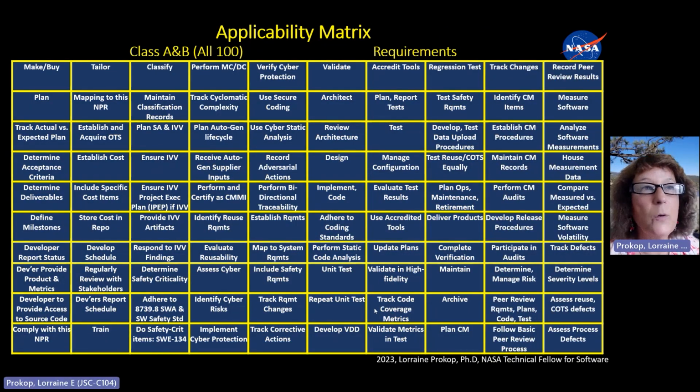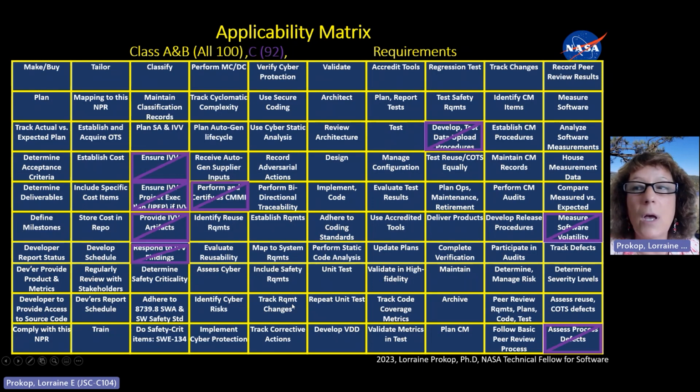Next, I'm going to quickly go over the applicability matrix in Appendix C, which shows which of these requirements apply to what software classification. As I mentioned, they all apply to Class A and B. I'm saying all 100. When we go to Class C, you see some with a line through in purple. There's 92 requirements. You can see what was removed: IV and V, and the CMMI requirement.